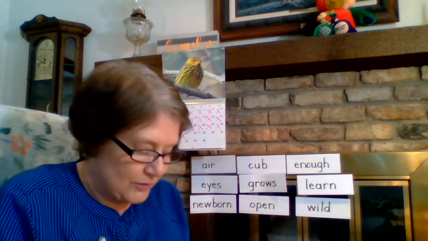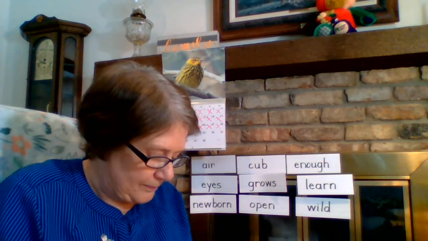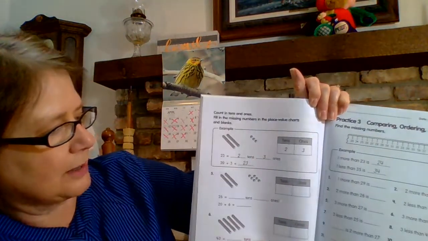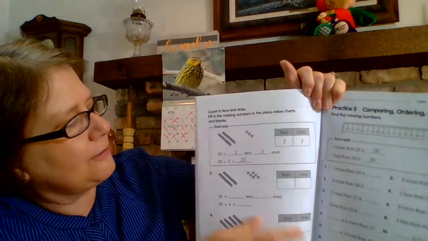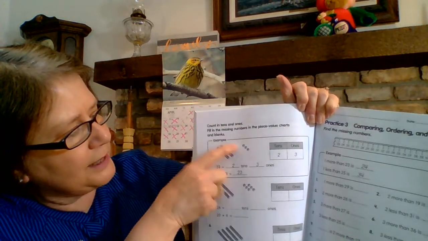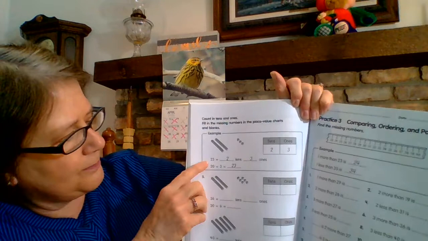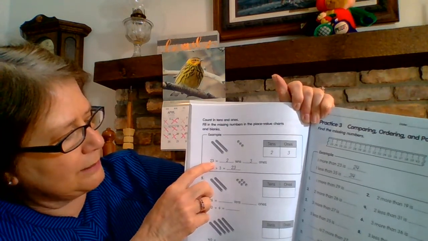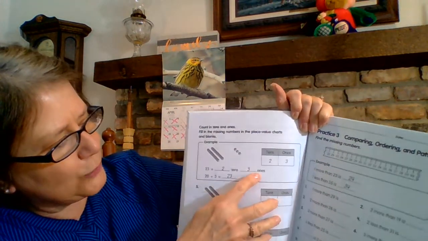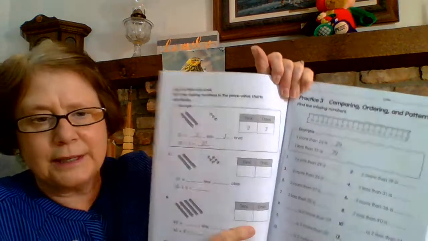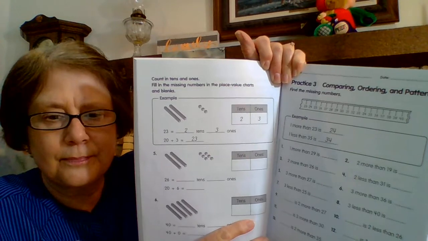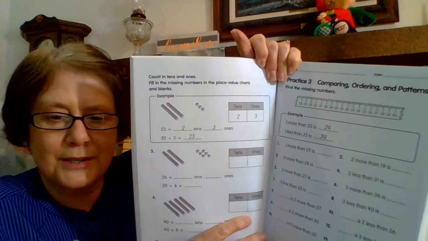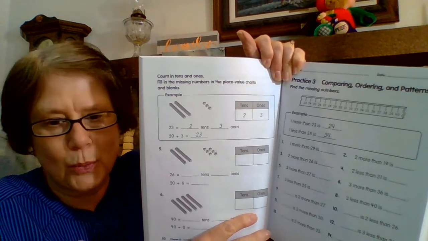Now the back side of this page is also with the tens and ones column, but this time it's going to be a little different. You're going to have your towers of 10 and your single ones. 23 equals 2 tens and 3 ones, and then you're going to write it into the chart. 2 tens, and 3 ones. That would be 20 plus 3 equals 23.